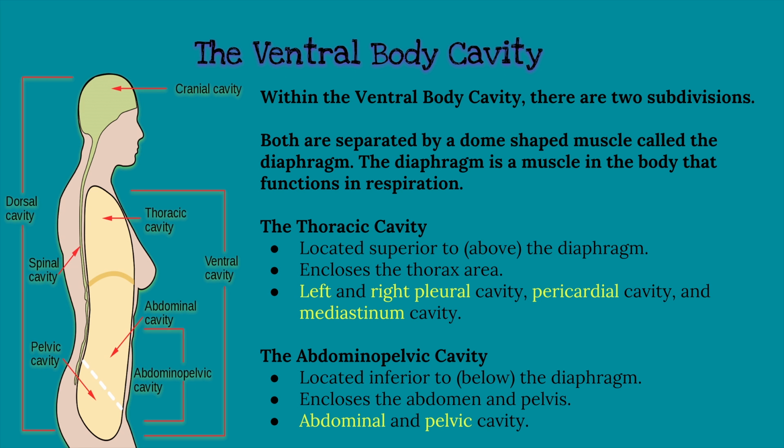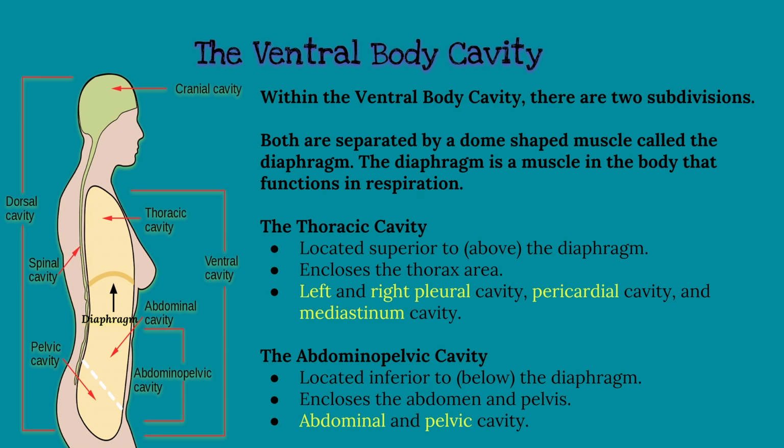Both of these subdivisions are going to be separated by a dome-shaped muscle called the diaphragm. And the diaphragm is an organ that contracts during breathing. The thoracic cavity encloses the thorax area and is going to be located above the diaphragm. The abdominal pelvic cavity surrounds the abdomen and the pelvis and is going to be located below the diaphragm.